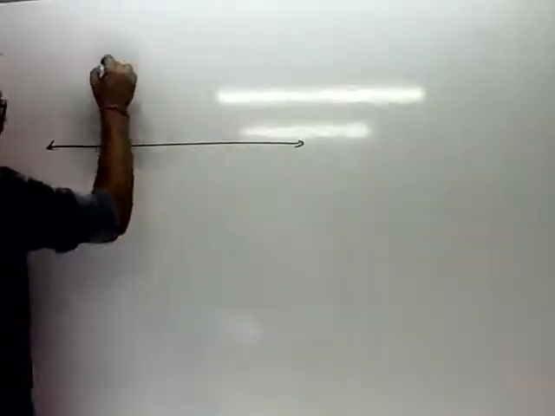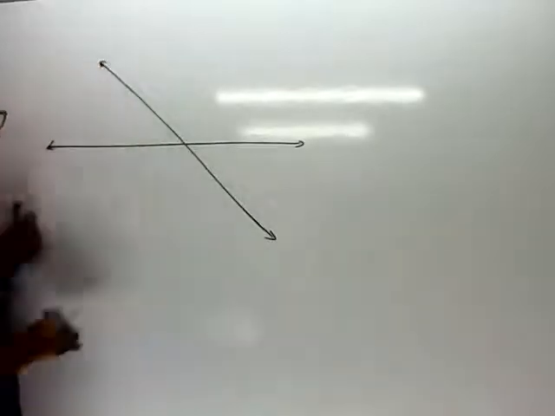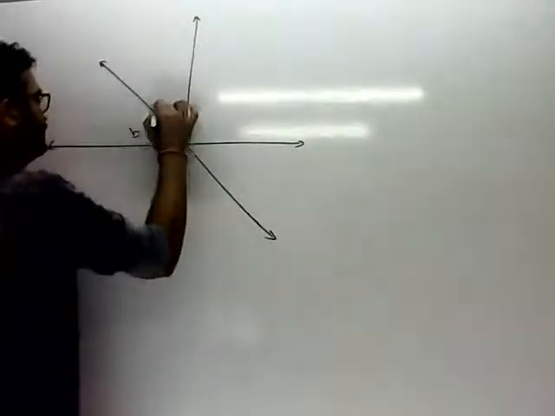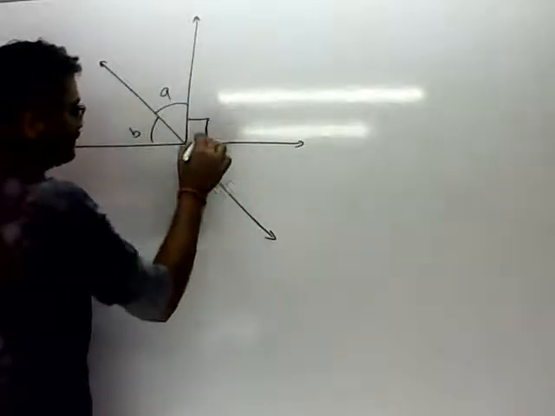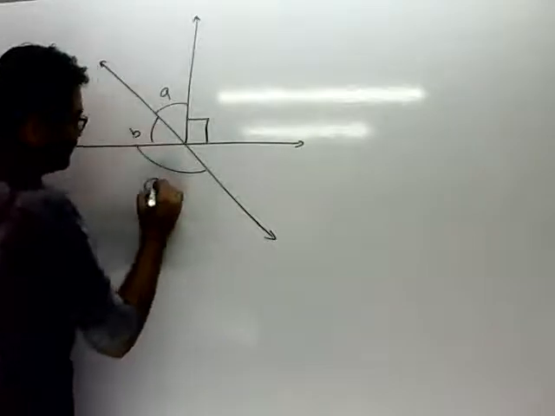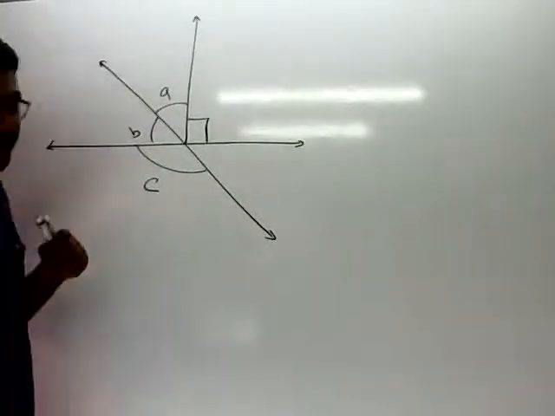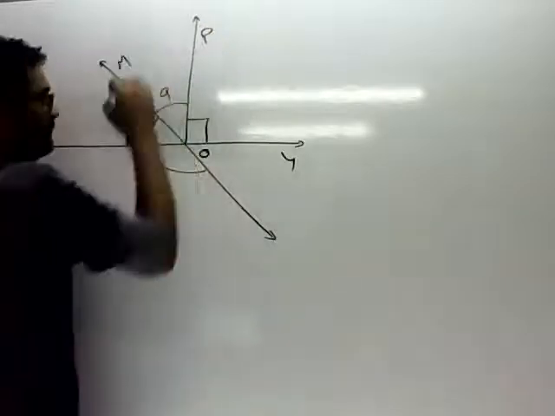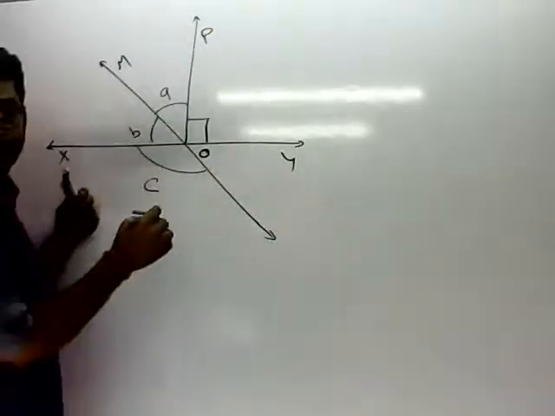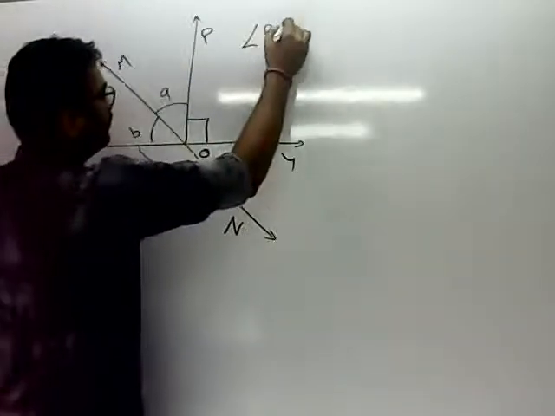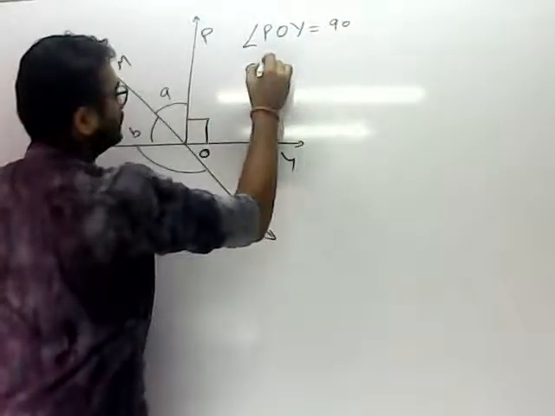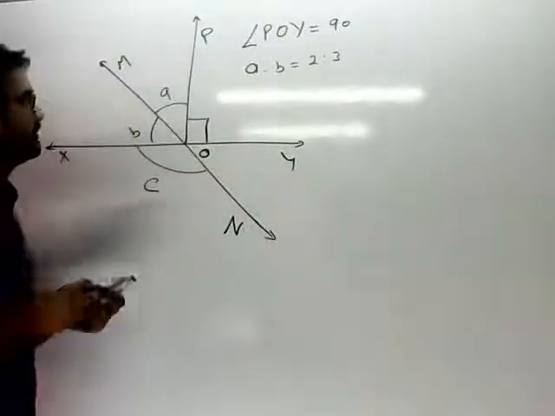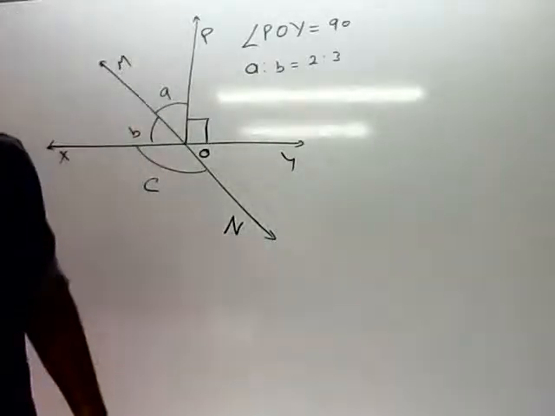Now this is like that, and we have the 90 degrees. This is B, this is A, this is 90 degrees, and we have the angle C. This much we have. Now what is given? Let us write Y, O, P, M, X and N. Now angle POY is equal to 90 degrees and A:B is equal to 2:3. Find the value of C. This is the question.